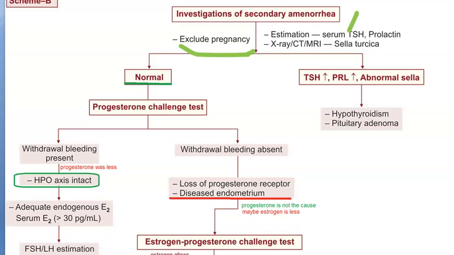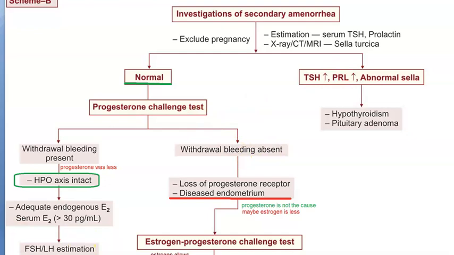Then is it a pituitary cause? You can check the sella turcica where the pituitary sits. Prolactin levels also you will have to check, because sometimes if the prolactin level is high, then they can go into amenorrhea, just like a lactational amenorrhea kind of a state. But probably they are not lactating, but the prolactin levels are high. So you'll have to check all this.